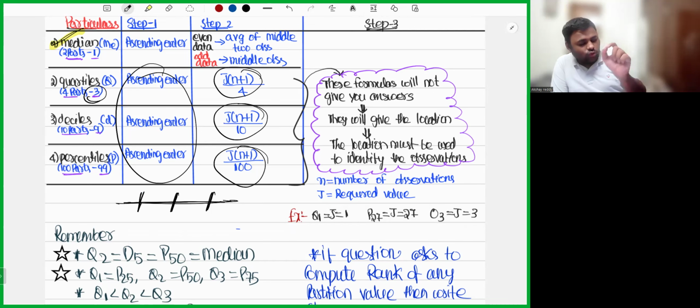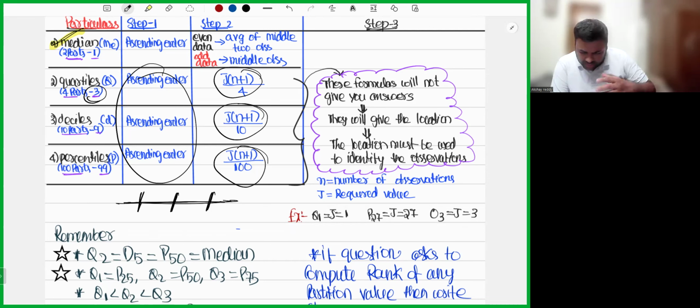I want quartile 2, J is 2. I want quartile 1, J is 1. I want quartile 3, J is 3. I want decile 7, J is 7. I want decile 3, J is 3. I want percentile 40, J is 40. I want percentile 75, J is 75. Okay, I hope the concept is fine.